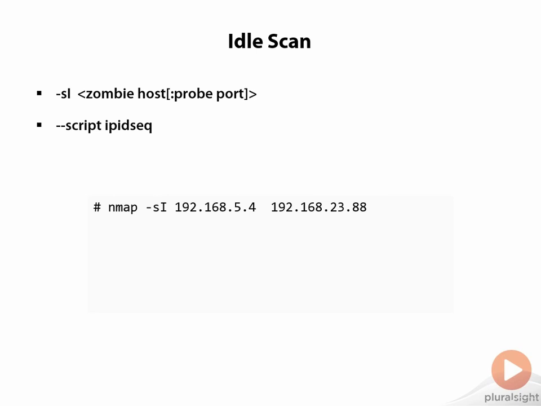An idle scan is enabled like this, where 192.168.5.4 is the idle system, and 192.168.23.88 is our target. Okay, enough about firewall evasion. Let's talk about other things that can frustrate our scanning.